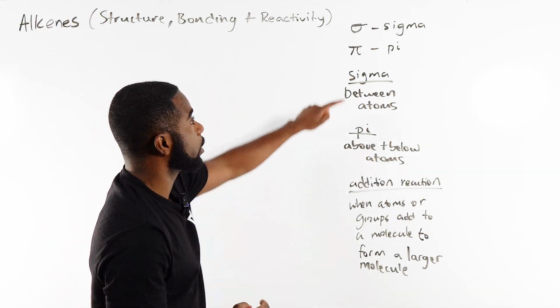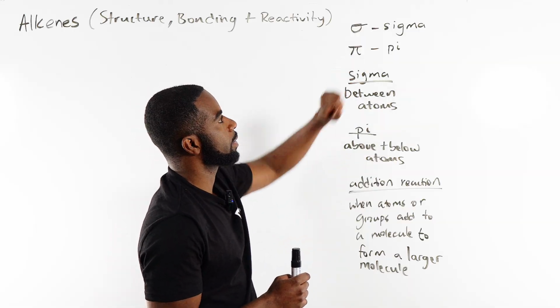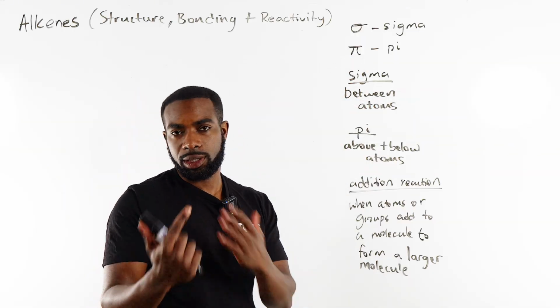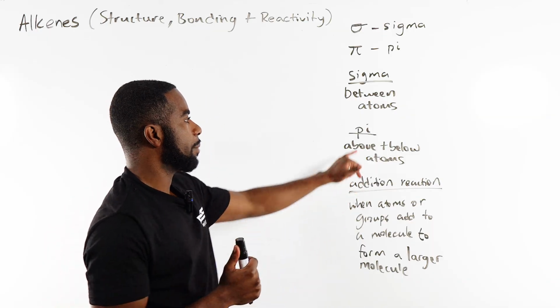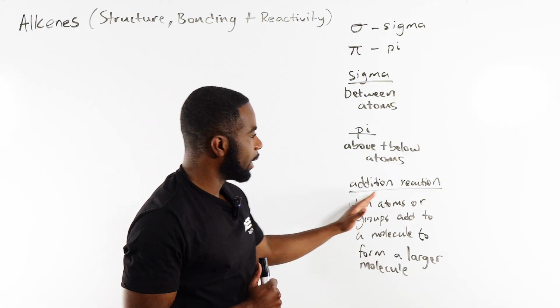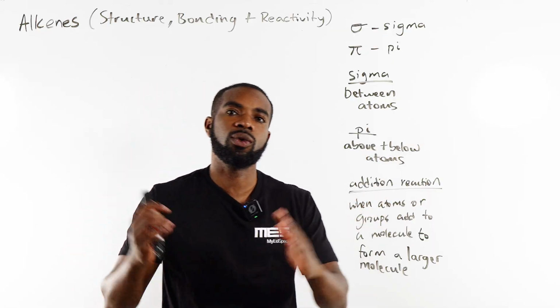First one, you need to know what a sigma interaction is. That's the symbol for sigma, lowercase, and that's the symbol for pi, lowercase as well. A sigma interaction is just an interaction between atoms. A pi interaction is an interaction above and below atoms. And an addition reaction is when atoms or groups add to a molecule to form a larger one.